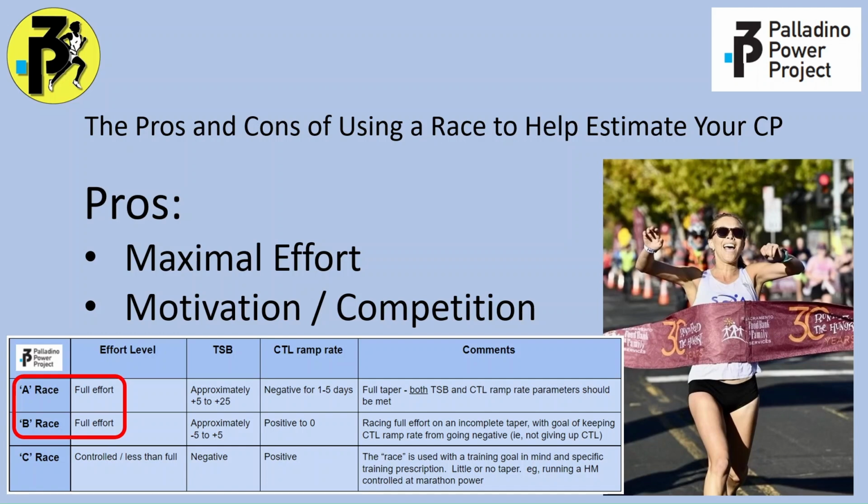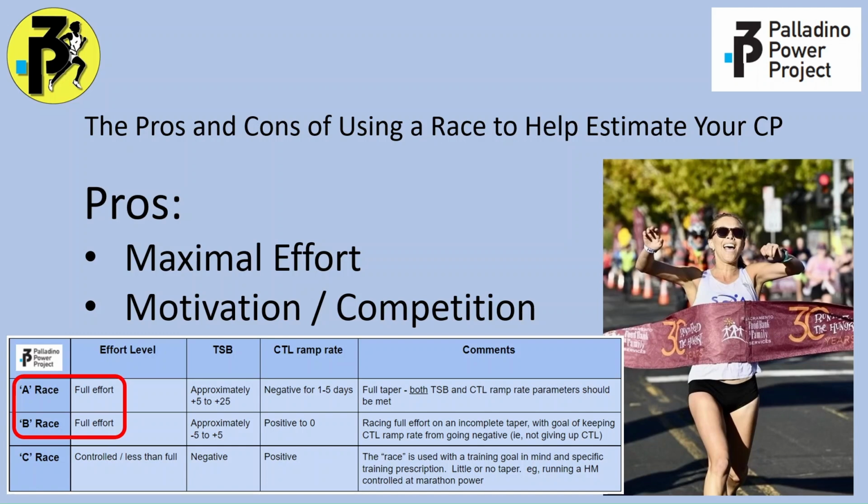Now, the difference between an A race and a B race is primarily the type of taper, the amount of taper. So a B race is an incomplete taper. It might be 1 day, 2 days, and then you're hitting it hard in the race, and then you're back to training. An A race is what you have been training for, and you're going to do a full complete taper that results in a much more positive training stress balance, or TSB if you're in the Stryd ecosystem, and a negative CTL, or chronic training load, ramp rate for at least 1 to 5 days, whereas in a B race, you want that CTL ramp rate to be no more positive than zero, ideally.